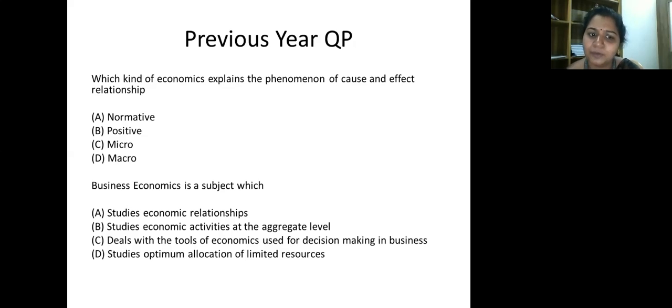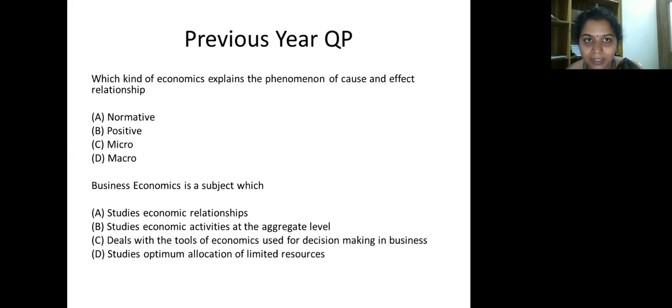Economics studies the relationship, and studies economic activity at the aggregate level. Normally that is not business economics, it is macroeconomics. And the third option, deals with the tools of economics used for decision making in business, exactly matches the question. So C is the right answer for the second question. If you know the fundamental introduction part of business economics, then you can attempt these two questions. They may be a little confusing, but it will be simple if you know the concept thoroughly.